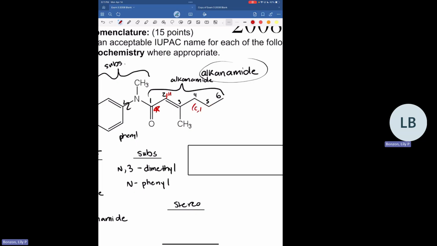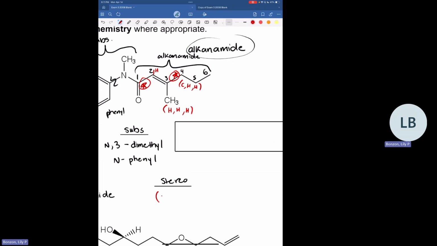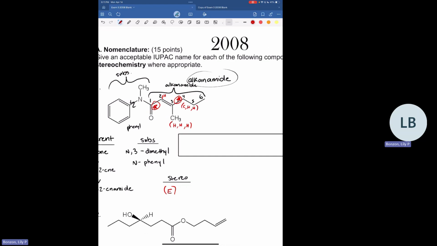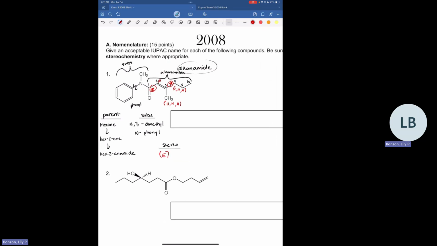So CHH wins over a HHH. And so that means our stars are on opposite sides of that double bond, so that means our stereo is going to be E. And since there's only one stereo center, we don't have to put the number. In fact, I don't think you would get credit if you put the number. It's just going to be E. We don't want to be redundant.